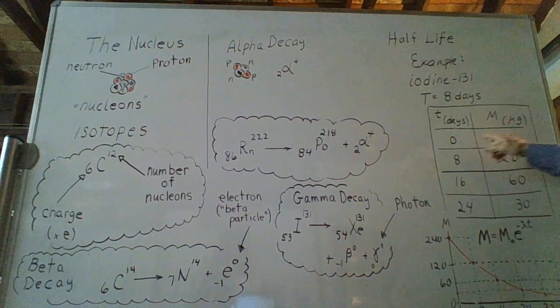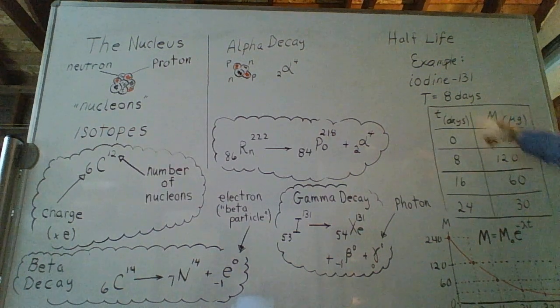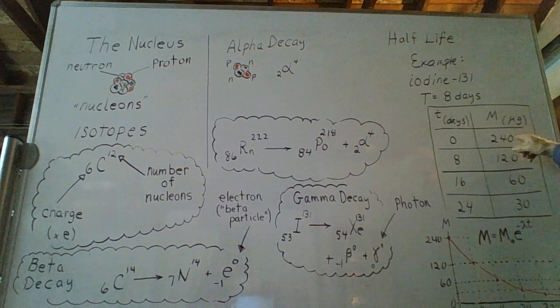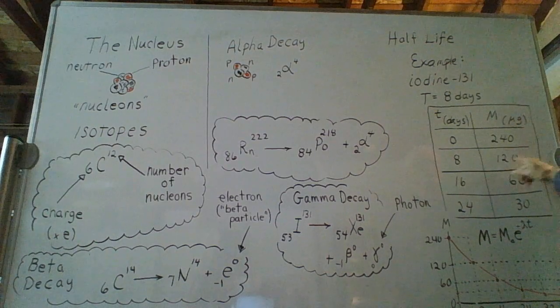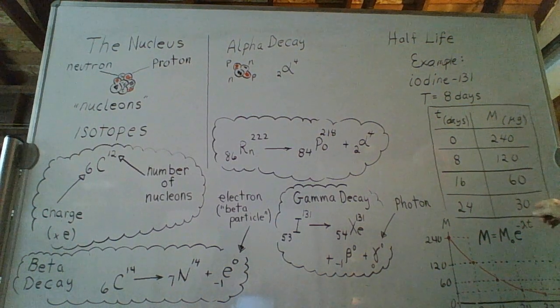At day 0, we have capital M, the mass in micrograms of iodine-131 present, 240. After 8 days, half of that. 8 more days, for a total of 16, half of that, 120, half of that, 60, and so on to 15, and 7.5, and 3.75, and so on, and so on.